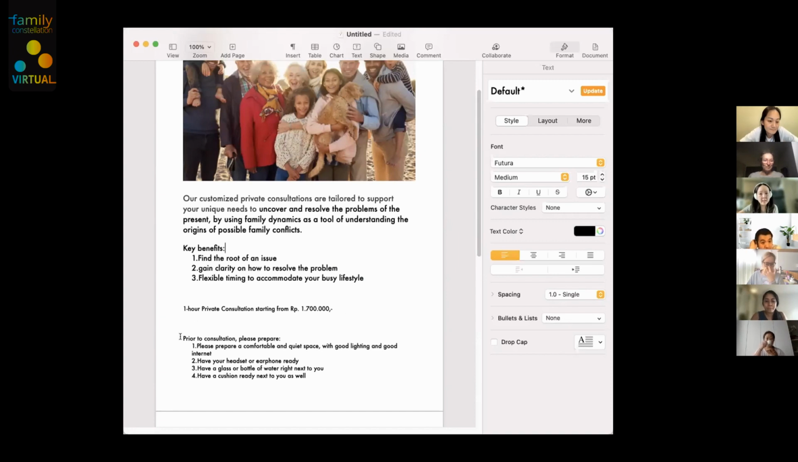And so that's why it could be flexible. If the client needs more than 1 hour, then we will charge accordingly. And of course, we put here prior to the consultation, please prepare comfortable and quiet space with good lighting and good internet. Have your headset or earphone ready. Have a glass or bottle of water right next to you, and of course, have a cushion ready.